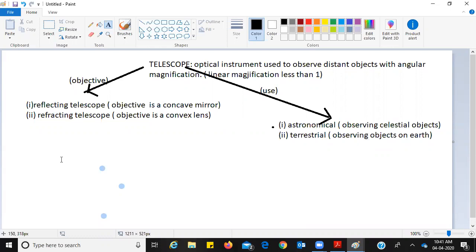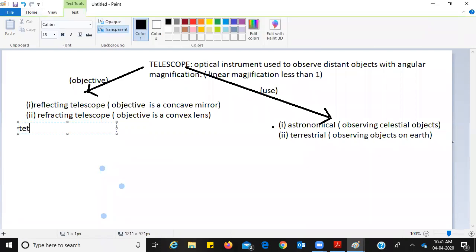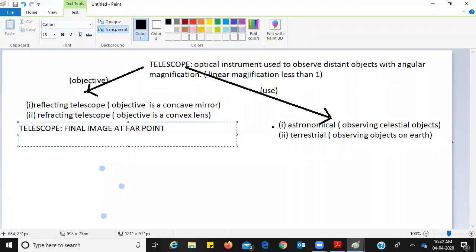Now we again have two lenses for a telescope. We'll go for case one, I think that's better. That will tell you directly what happens. For the telescope, we do the first case as the final image at the far point. We do both anyway. Is U always infinity for a telescope? Yeah, for the objective lens, yes. Final image at far point.